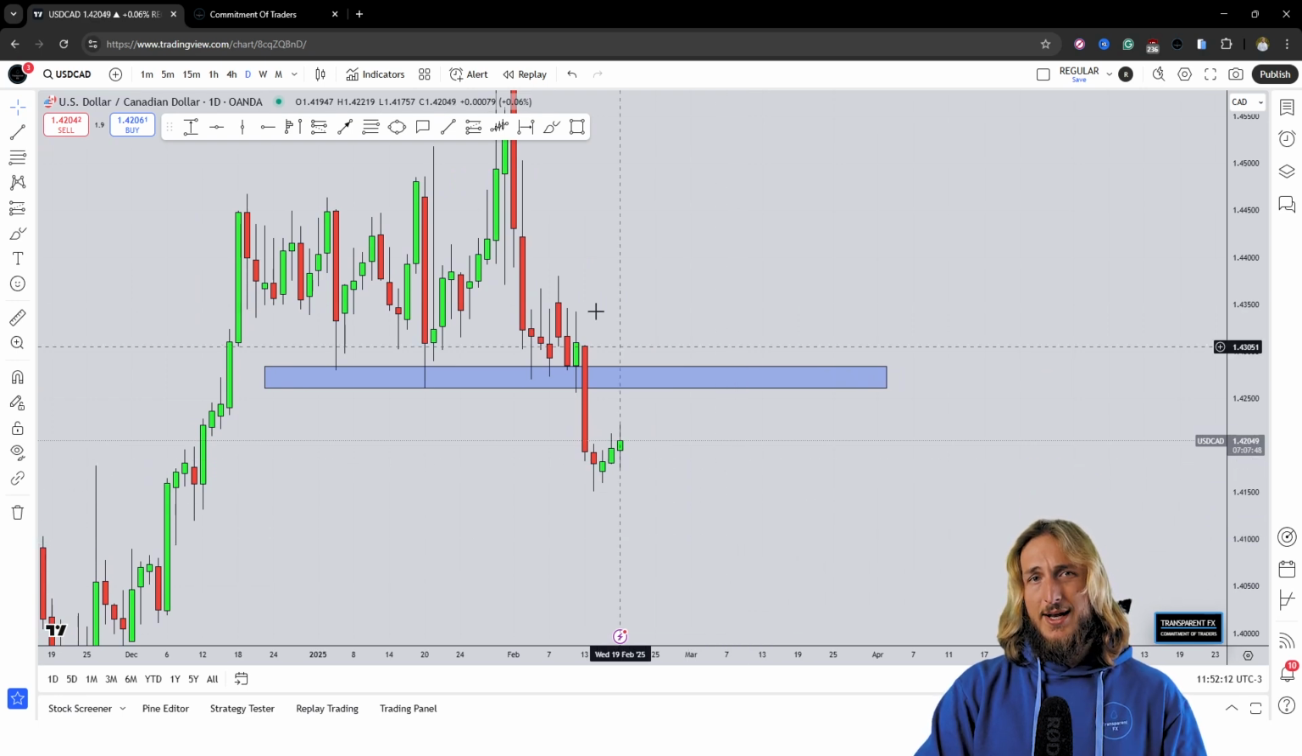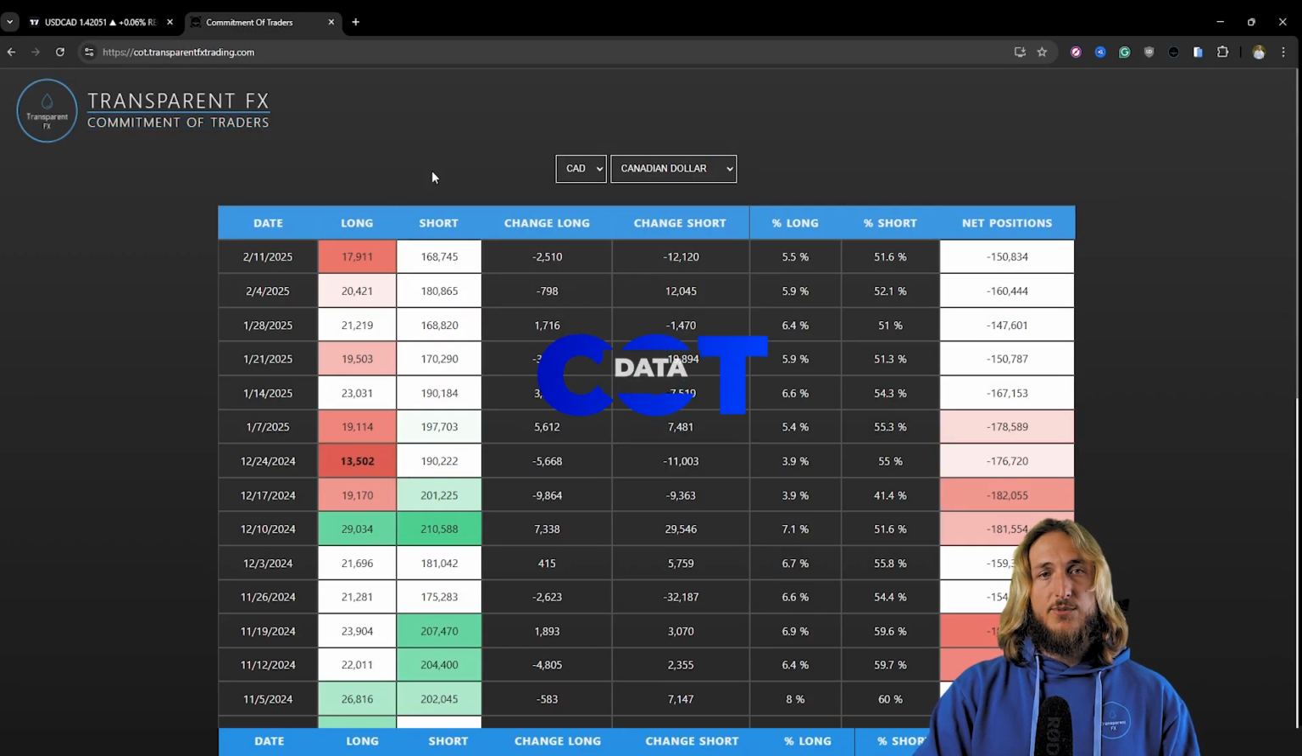Well, before we continue with the analysis, first, let's go and see what we have when it comes to the commitment of traders.